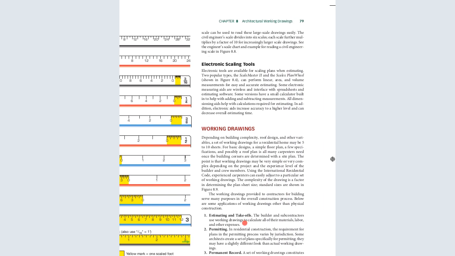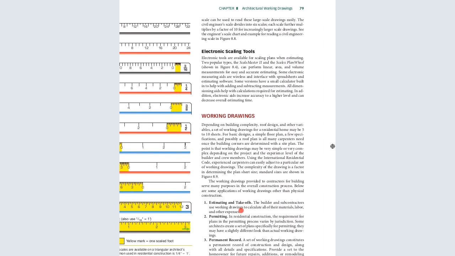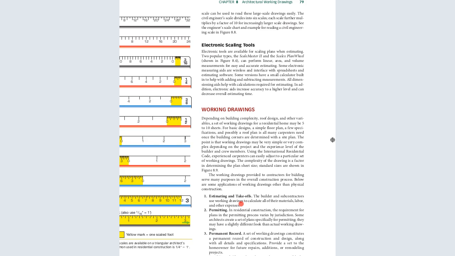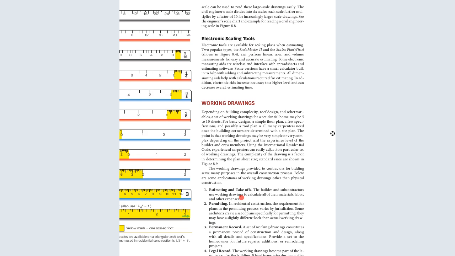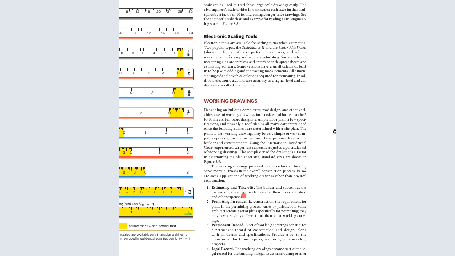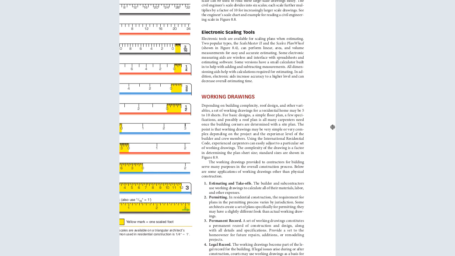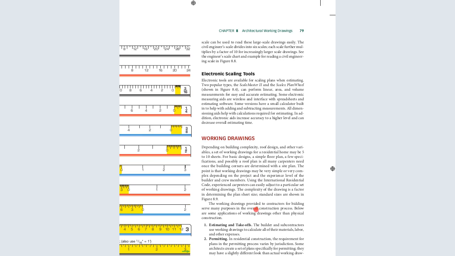Now, electronic scaling tools. Electronic tools are available for scaling plans when estimating, of two types, the Scale Master and the other scale. These are the different scales that are used. You'll be able to understand them later. The yellow mark is one scale, foot. You can see how that one is done. Electronic scale, we have already talked about that.